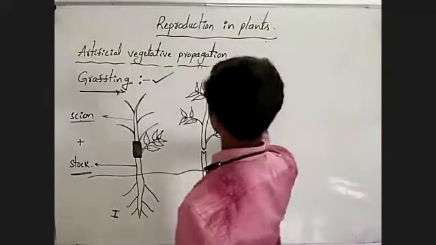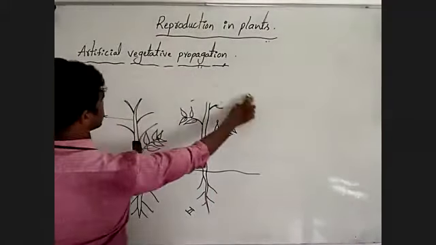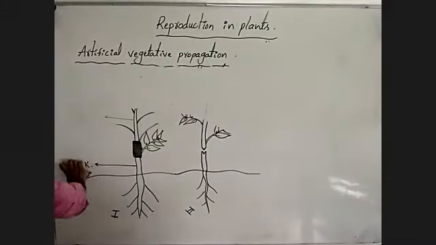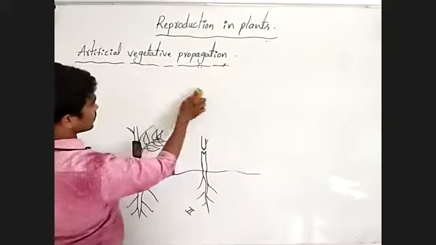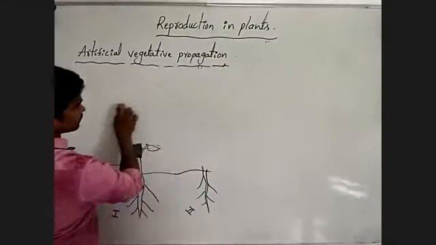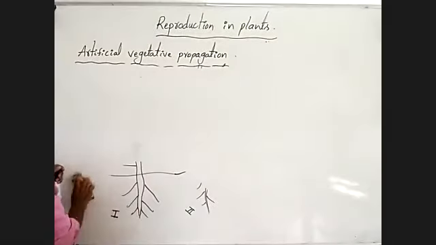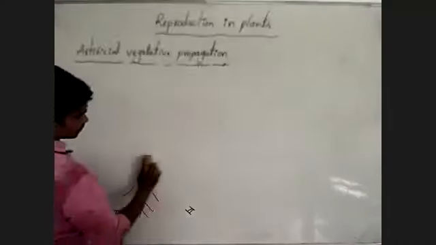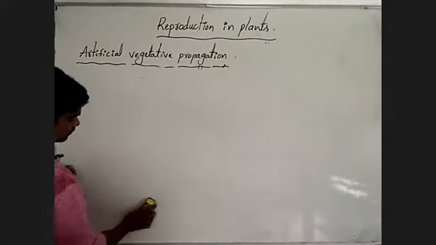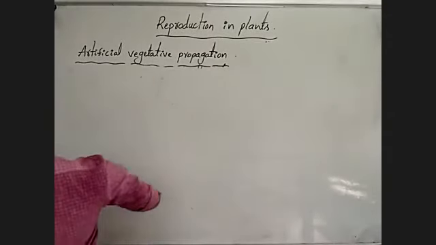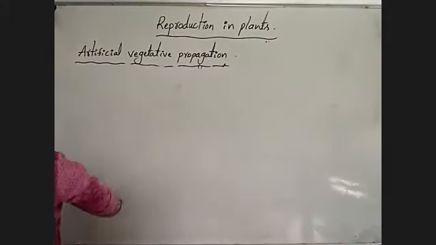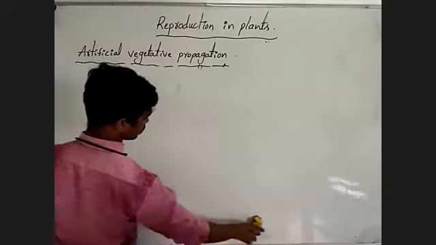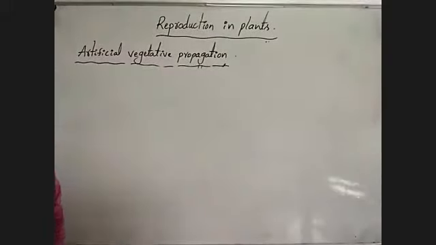Next, examples are citrus, guava, and other different plants, like Ananas comosus. In these types of plants, the grafting process is done.